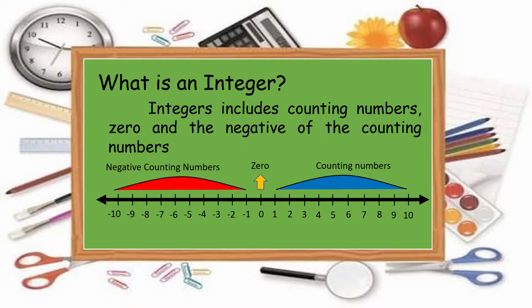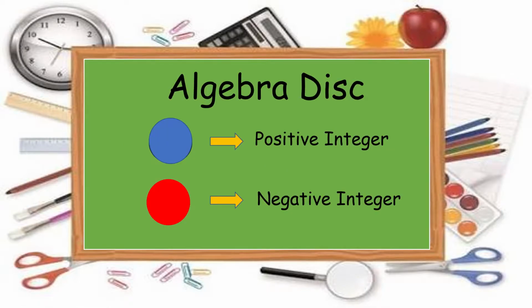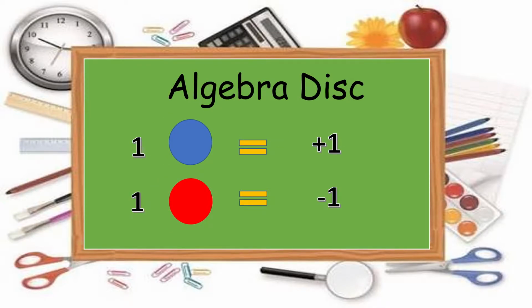So the first operation that we're going to discuss today is how to add integers. To illustrate the process of adding integers, we're going to make use of algebra disks. Now suppose we have two types of disk, the blue disk and the red disk. So yung blue disk will represent the positive integer, and the red disk will represent the negative integer. The blue disk will represent positive 1, while the red disk will represent negative 1.